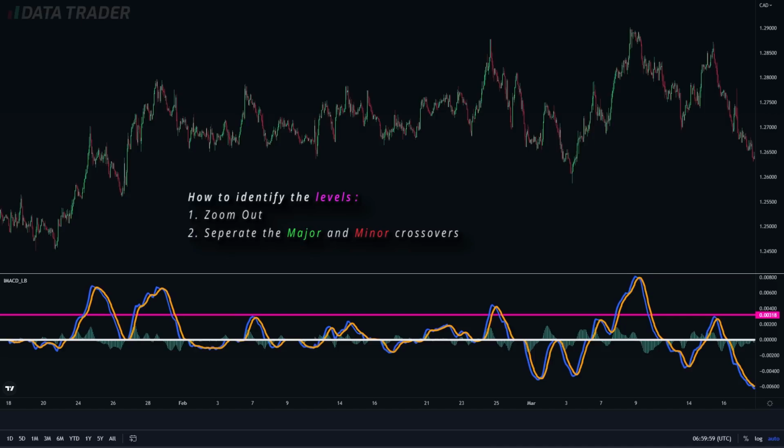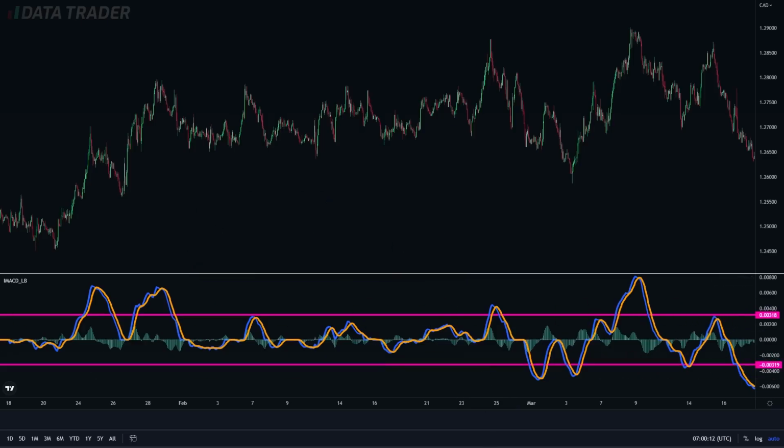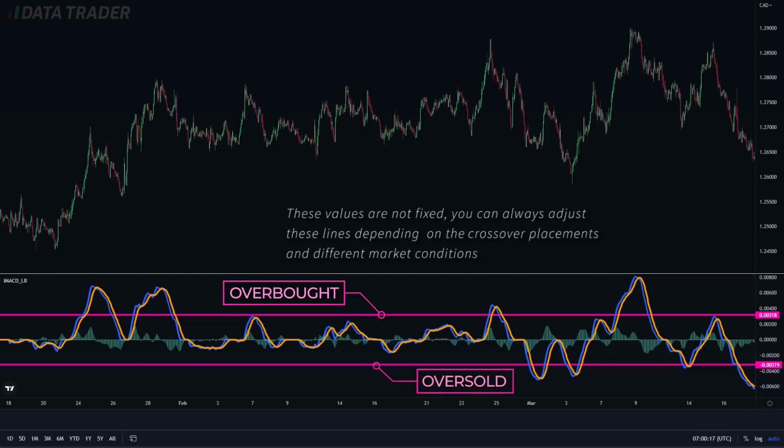Now for your oversold line, you want to place it in the opposite of your overbought line. So since your overbought line is at this value, I'm going to place it at the negative of that value. And so these will be your overbought and oversold levels. Now keep in mind, these values are not fixed. You can always adjust these lines depending on the crossover placements and also the different market conditions. So if you want to use this indicator on another pair, you would need to adjust new overbought and oversold levels based on the market conditions of that pair.